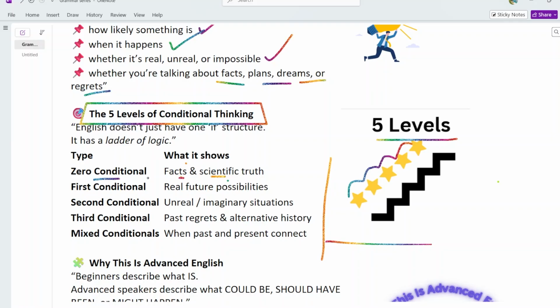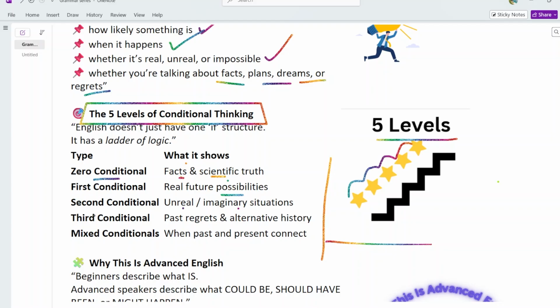Now, the next conditional is the first conditional. It deals with real future plans or possibilities, all right? Like it might rain. What if it rains? Okay. What if there is an earthquake? So things like this, all right? Now, the second conditional deals with unreal and hypothetical situations. What do I mean by hypothetical situations? Probably something that you are imagining. Okay, that is what this conditional deals with.